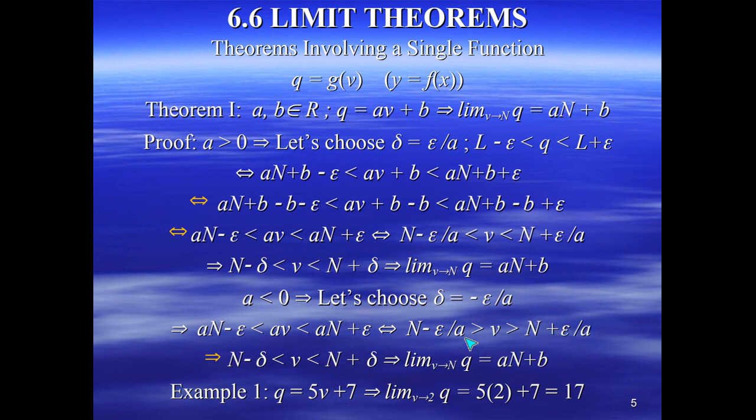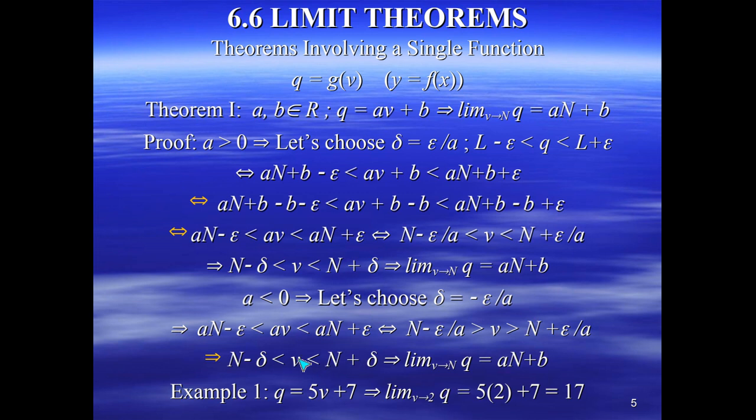You see? But what is our delta? Our delta is minus epsilon over a. We have chosen delta this time as minus epsilon over a. You see? So n minus epsilon over a is n plus delta. It is not n minus delta, but n plus delta. And n plus epsilon over a is now n minus delta, because our delta is minus epsilon over a. So we obtain, again, n plus delta greater than v greater than n minus delta, or n minus delta less than v less than n plus delta.